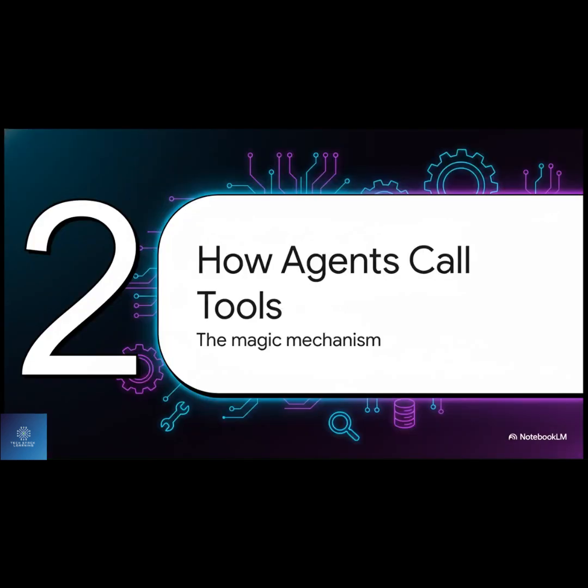But here's where it gets really interesting. How does the agent know when it's supposed to use a tool? It's not just some simple if-then logic. There's a little bit of magic behind how it all works. Let's pull back the curtain.